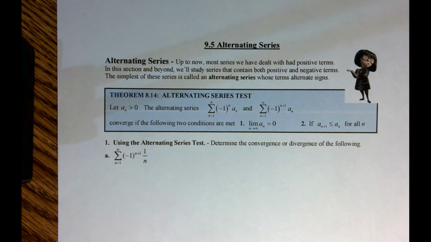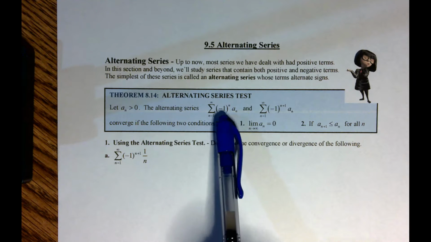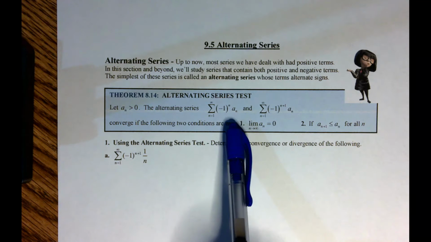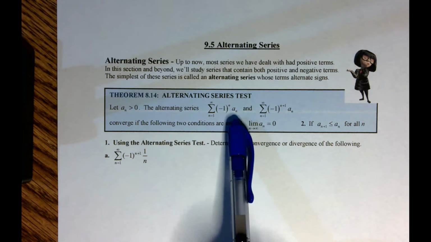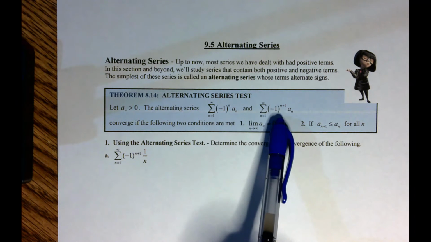So first of all, what is an alternating series? An alternating series is when the signs alternate from positive to negative. So it looks like this, right? There is a -1 to some exponent, and just a regular sequence. This one starts with a negative, and this one starts with a positive sign.